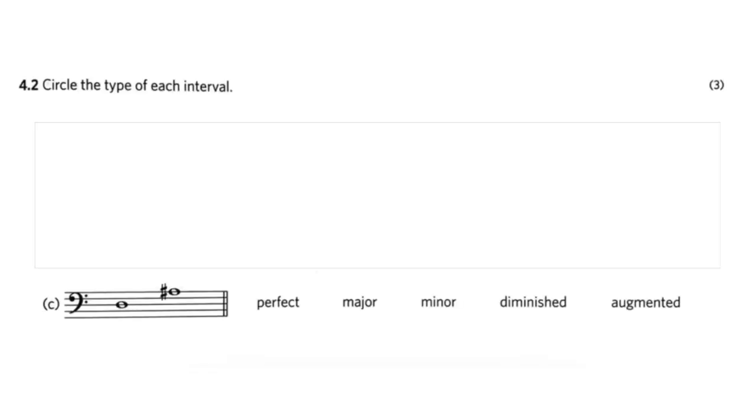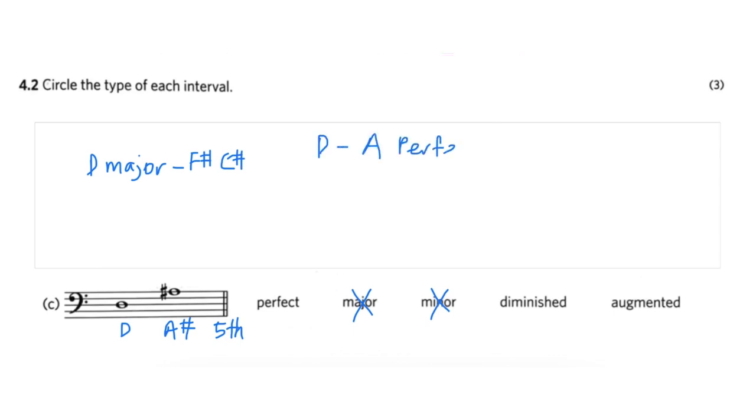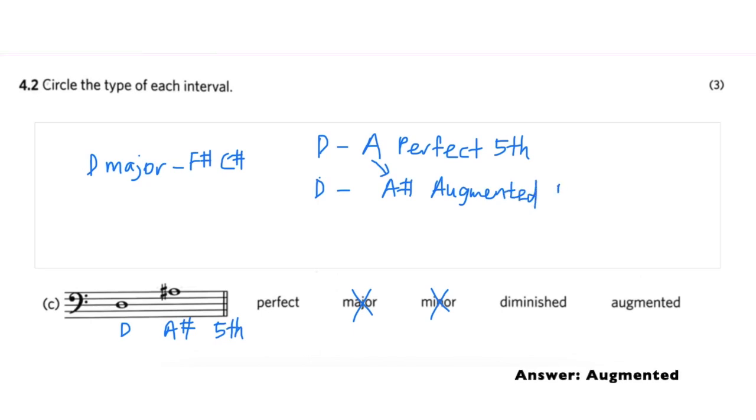In the following question, these 2 notes are D and A sharp. The number interval is a fifth, so we'll rule out major and minor. So in D major, the key signature is F sharp and C sharp. So it means the 5th note is A, that will form a perfect 5th. The question is asking for A sharp, which is a semitone larger. So the answer will be an augmented 5th.